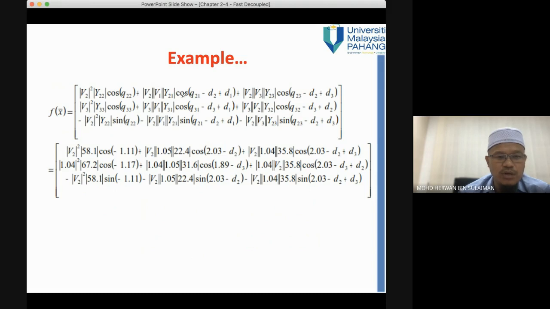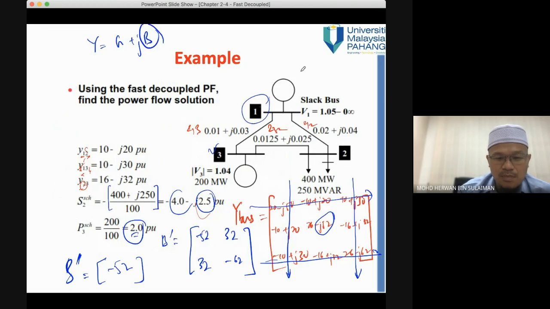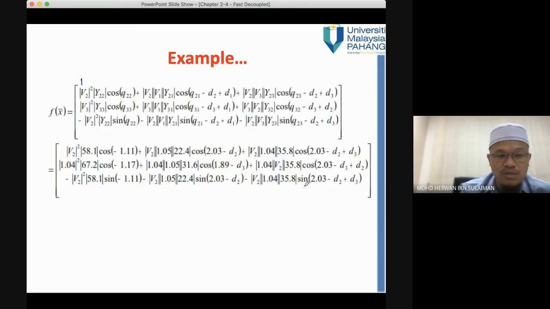V2 V1 Y21 cos theta 21 theta 2 tambah theta 1. Tambah dengan V2 square Y22 cos theta 22. Tambah V2 V3 Y23 cos theta 23 tolak theta 2 tambah theta 3. So you masukkan everything. V2 ni 1, Y22 ni value yang ni. Maknanya even though kita tak pakai value ni, tapi still you kena buat Y bus yang dalam magnitude dan angle tu lah. Sebab you nak pakai masuk dalam equation P dengan Q ni. So Y22 ni value Y bus.